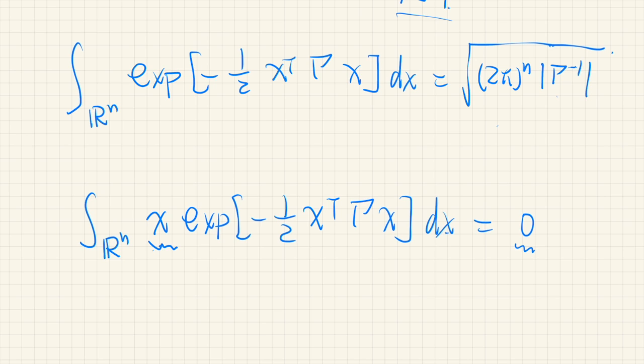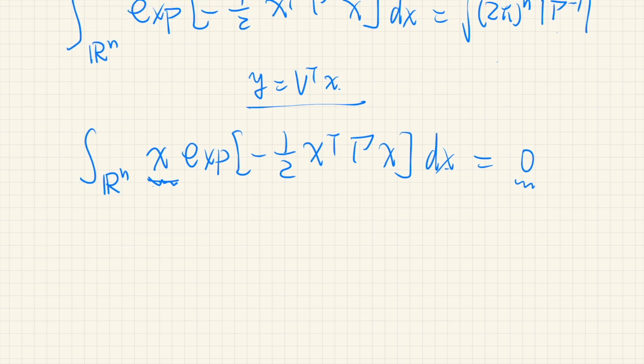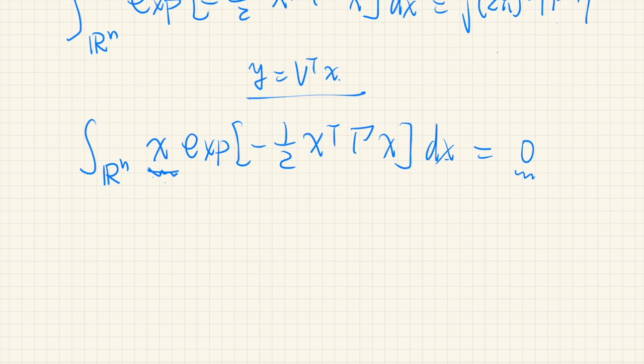But let's show that more directly by using the transformation y equals V transpose x. We want to use this transformation, but we have x here. So how can we transform this x into this y? For that, V is an orthogonal matrix. So from here, we have Vy. We multiply both sides by V from the left. Then we have Vy equals x, because V times V transpose is the identity matrix. So we can use this.